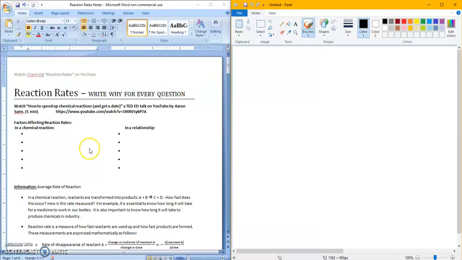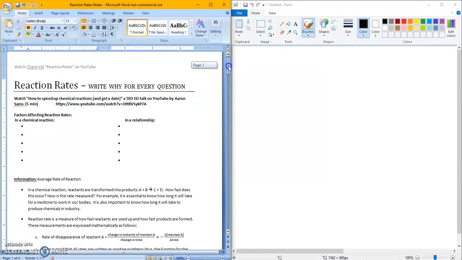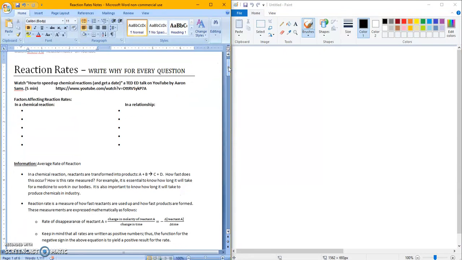If you notice on your notes, it says write Y for every question. That is because you can answer these questions in about 2 words, some of them, but the really important part is knowing how to answer why. So make sure you have the why for everything we do today.